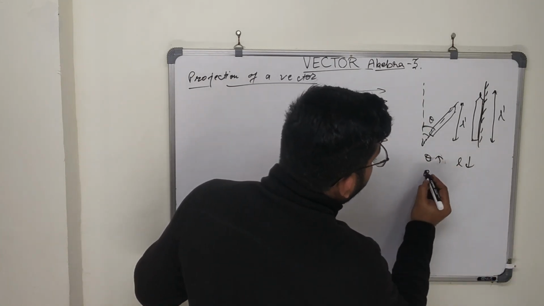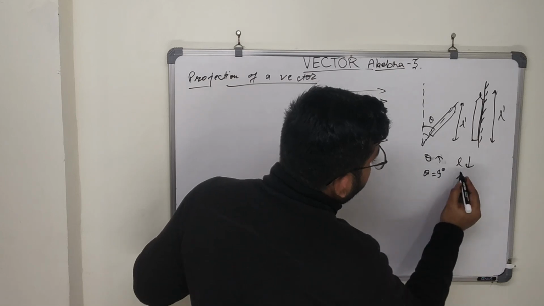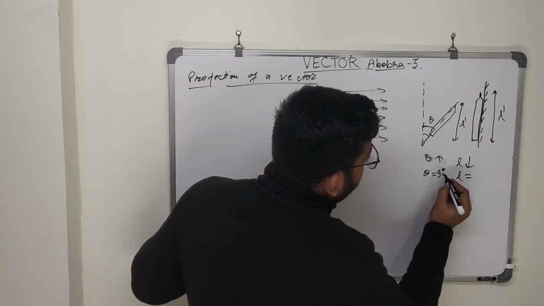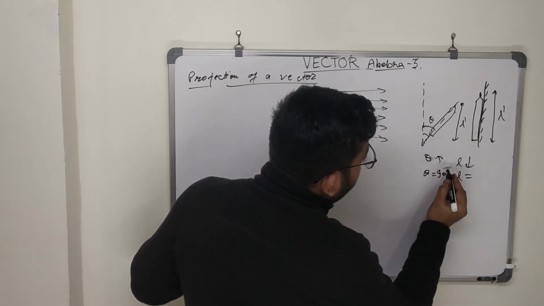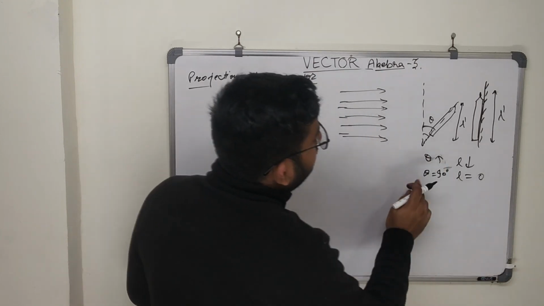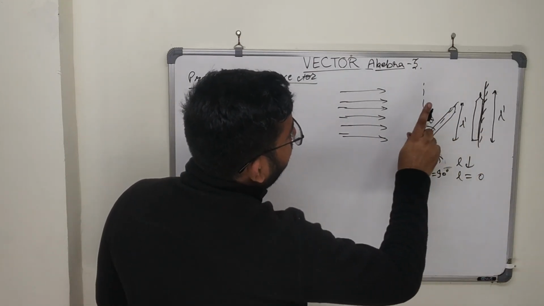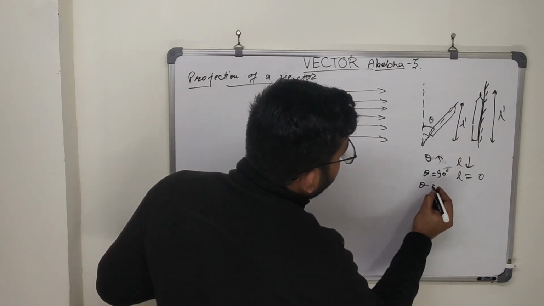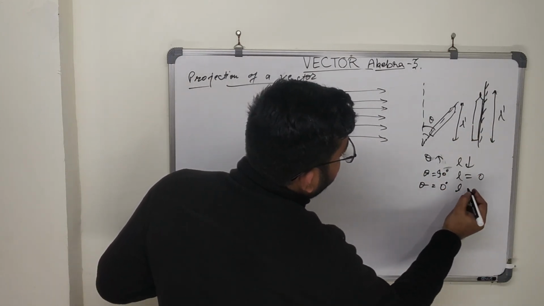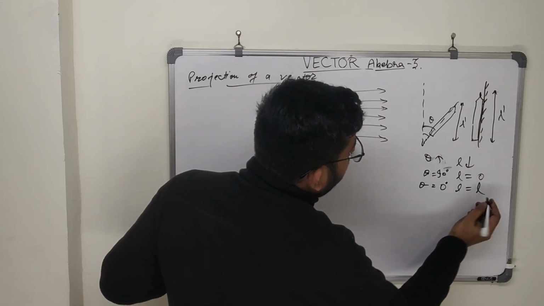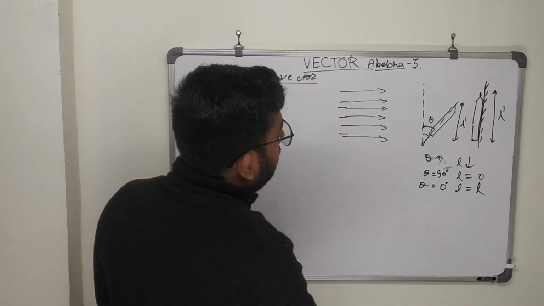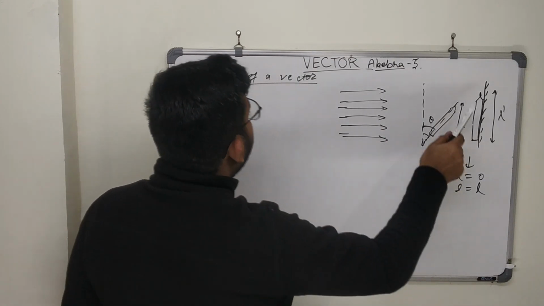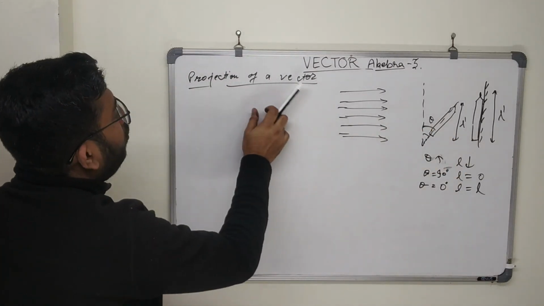In case theta is 90 degrees, L will also be equal to 0. In case theta is 0 degrees, we have seen in the first case, that is theta equal to 0 degrees, L will be equal to L. So a similar concept is used in the projection of a vector.